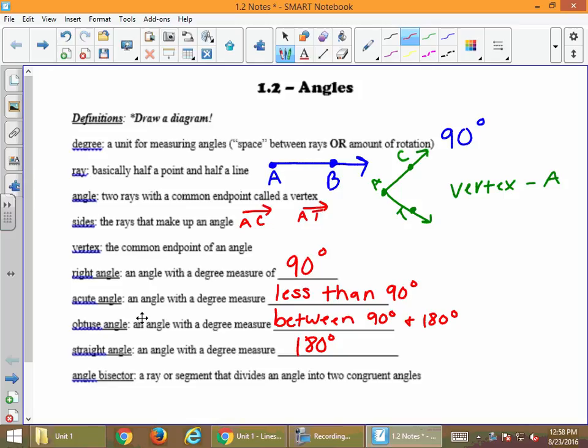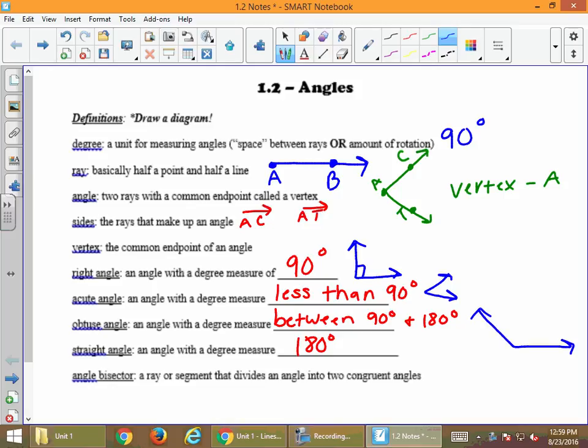180 degrees. If we draw diagrams of these, an angle that's 90, like this. What do we put in the corner so it represents a right angle? Little box in the corner. An acute angle is just a little baby angle. You have to make a little sketch to help yourself out on some of these, especially the ones you're unsure of. The obtuse angle is a very wide angle.